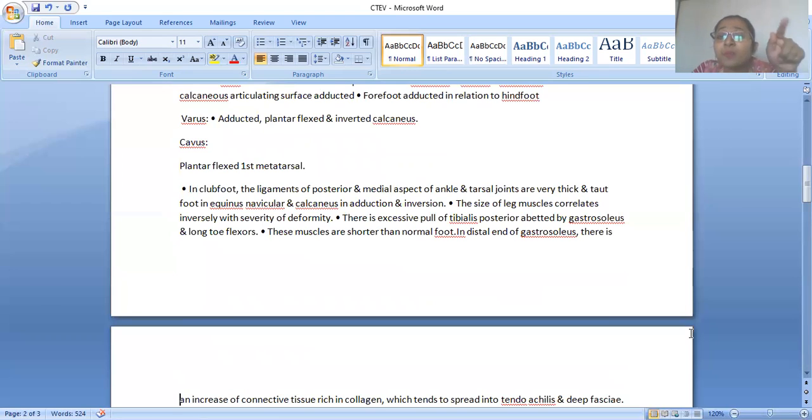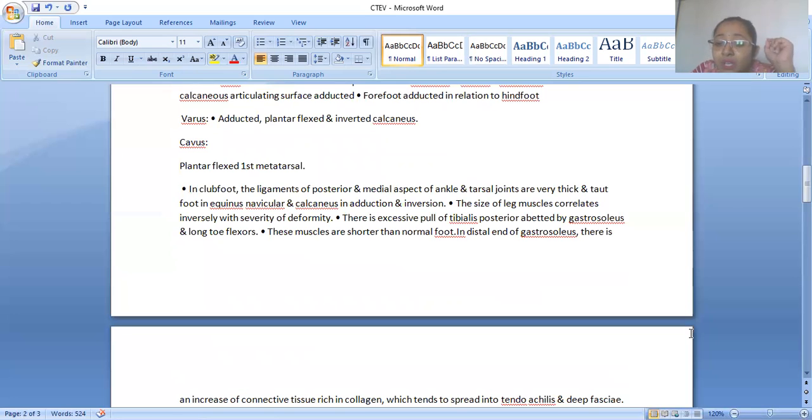There is excessive pull of tibialis posterior, abated by gastrocnemius and long toe flexors. So the tibialis posterior muscle will be excessively stretched, excessively pulled, and these muscles are shorter than in the normal foot of a child. So the muscles in the CTEV foot, in the clubfoot, will be shortened compared to the normal foot.